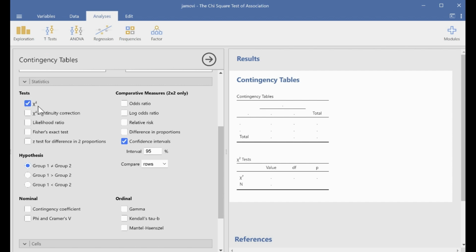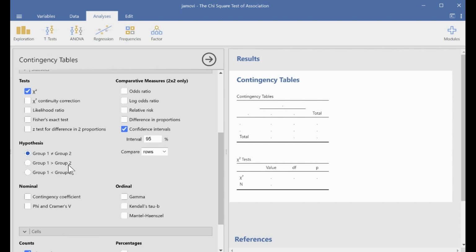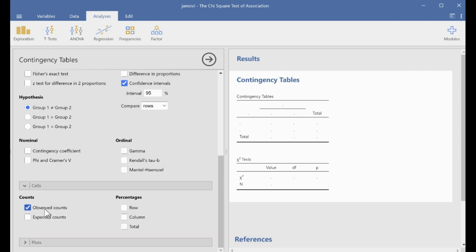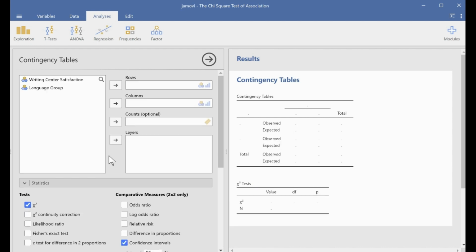All I want here really is the chi-square. That's the option I want. I'm not going to do one-tailed. I just want to know if there is an association. I've got observed counts, but I also want expected counts so that I can interpret this if there is a significant association here. Okay, so with that, let me just move the variables over.